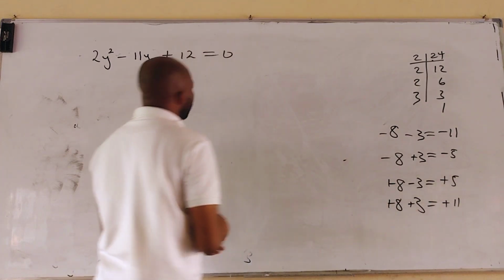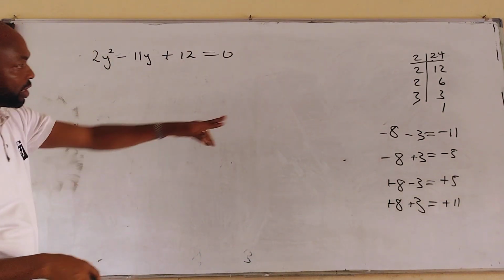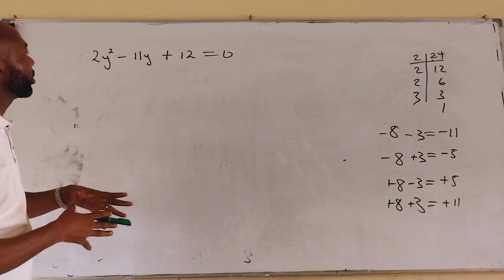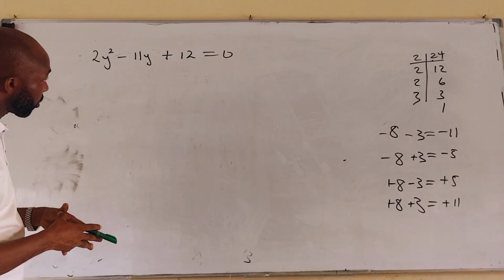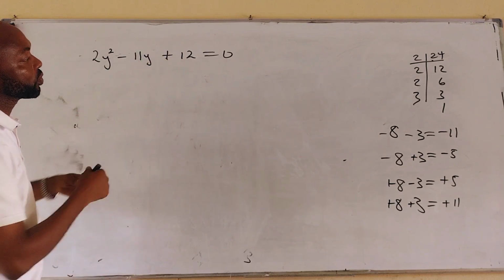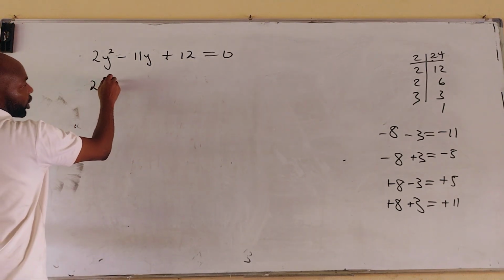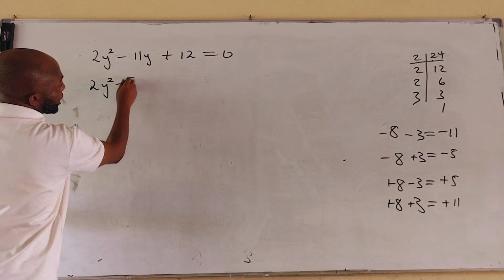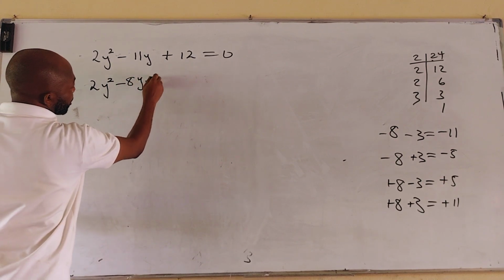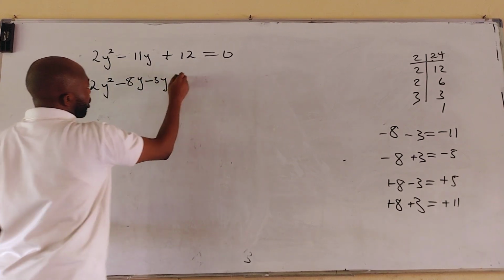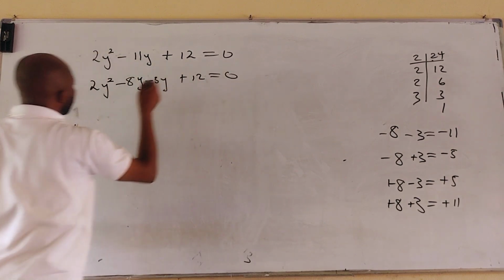We're looking for two numbers that when we add them we have minus 11, and when we multiply them we have plus 24. 2 times 12 is 24, so the first one there. So I have 2y squared minus 8y minus 3y plus 12 equals 0.